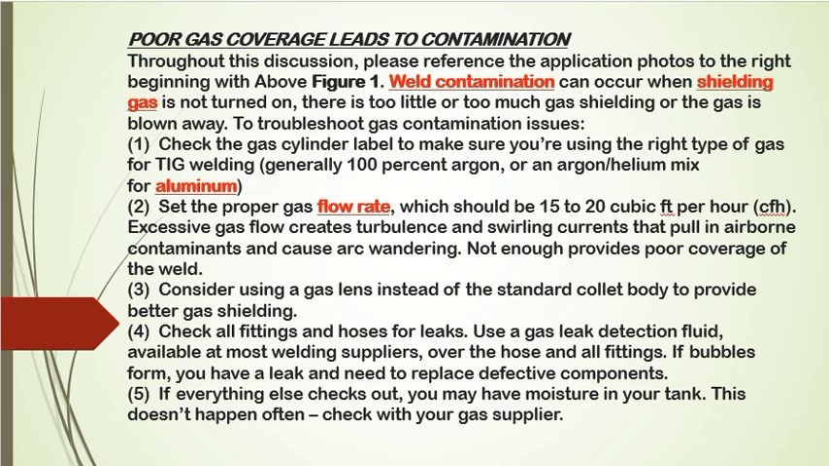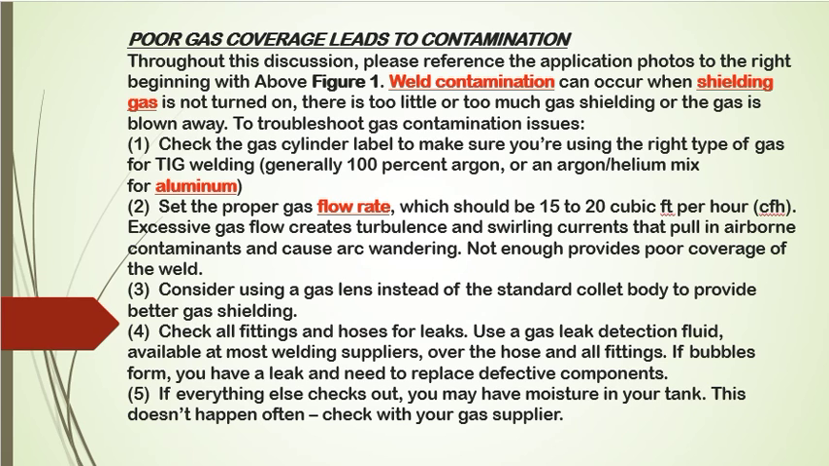We have to do it in the correct sequence. Consider using a gas line instead of the standard coiled hose to provide better gas shielding. So always consider using a gas line instead of the coiled hose for better gas shielding. Check all fittings and hoses for leaks.